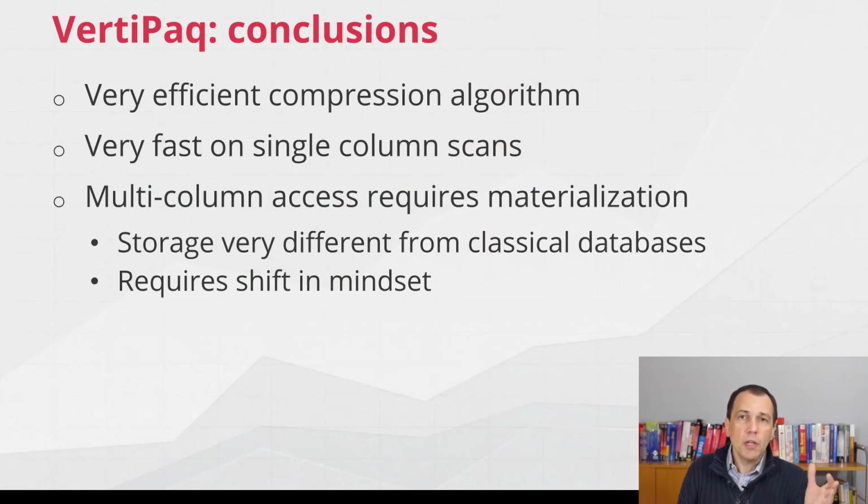So, conclusion. VertiPaq is a very efficient engine, very fast, very quick. The compression is good. There could be a better compression, but the compression is good because it is fast when you query the model. The compression has to keep the read operation very fast. So certain techniques of optimization of compression are not used by VertiPaq because they will not provide good performance at query time. A single column scan is very fast, and when you have to access multiple columns, this could require materialization, depending on the kind of aggregation and operation you do.